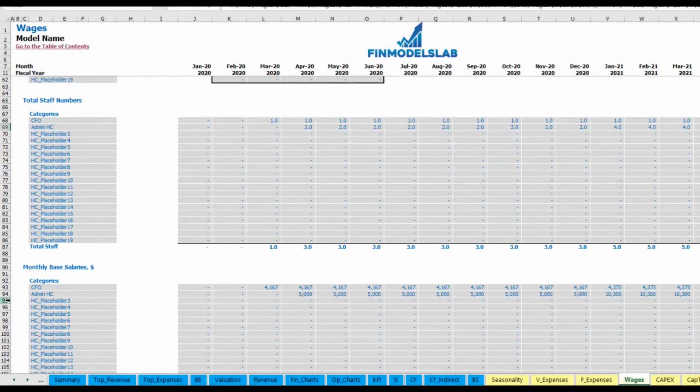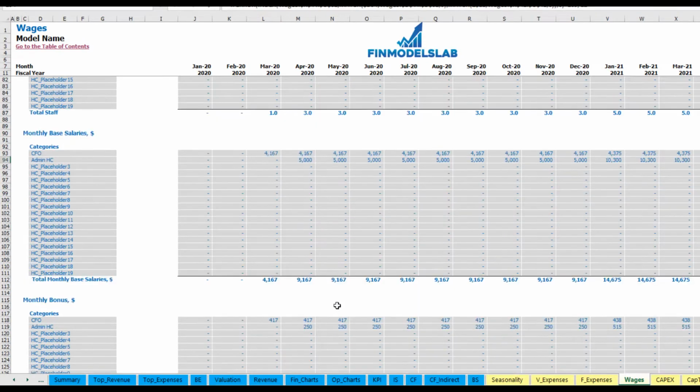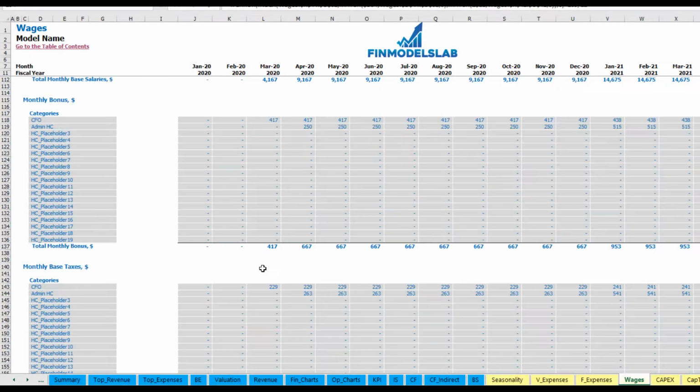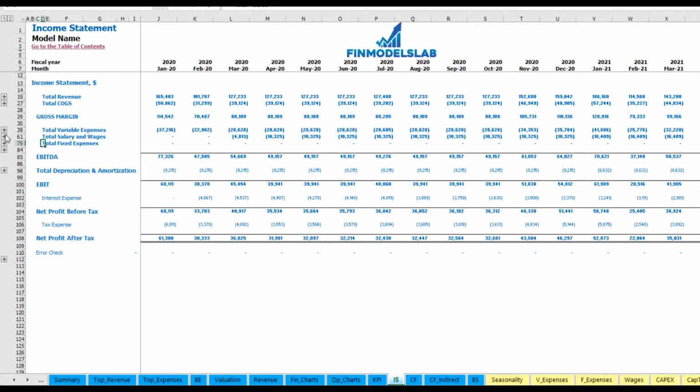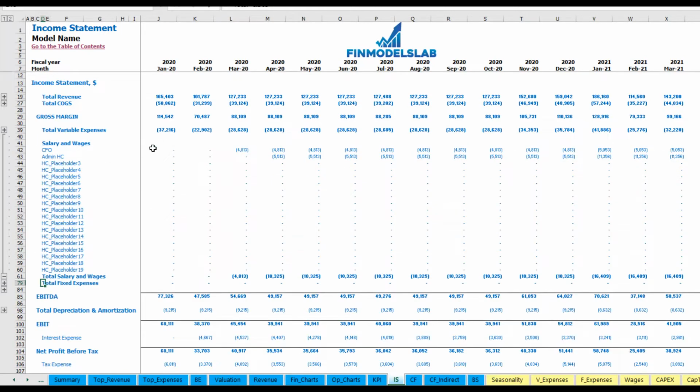Again, you may see the calculation of salaries for these headcounts, the calculation of bonuses, and the calculation of monthly based taxes. You may see an income statement, total salaries and wages, and here you may see the total amount of bonuses, payroll taxes, and wages for these headcounts.